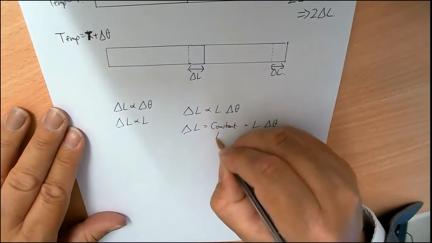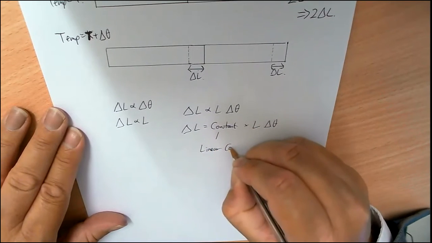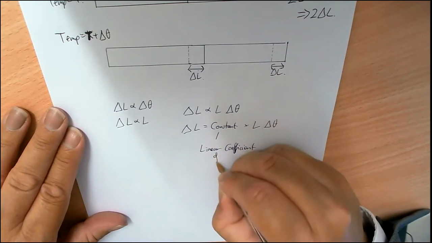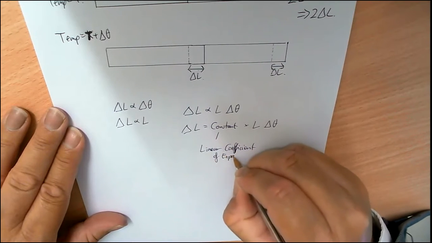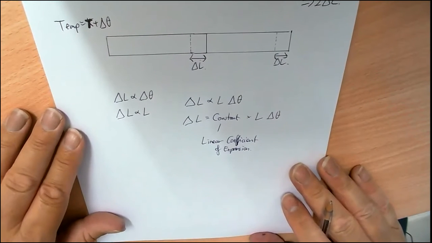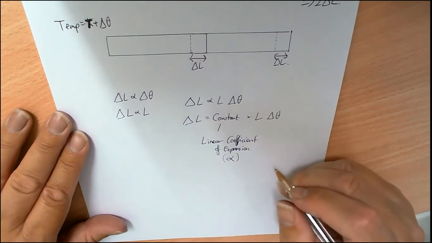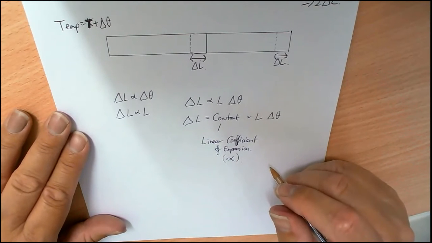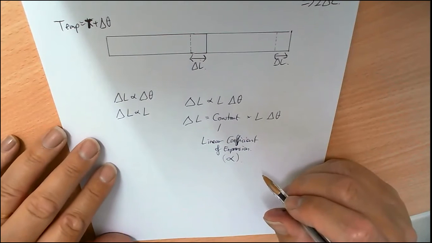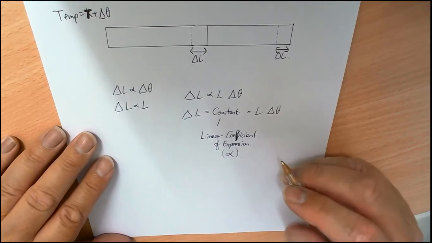And that constant is the linear coefficient of expansion, okay? Now, we're going to give it a symbol. I'm going to give it the symbol alpha. Why? Because you could give it any symbol. Sometimes it's referred to as mu in some questions. Sometimes it's referred to as alpha. Sometimes it's just given by a name. But we know that we can use any symbol, really, as long as we define them.